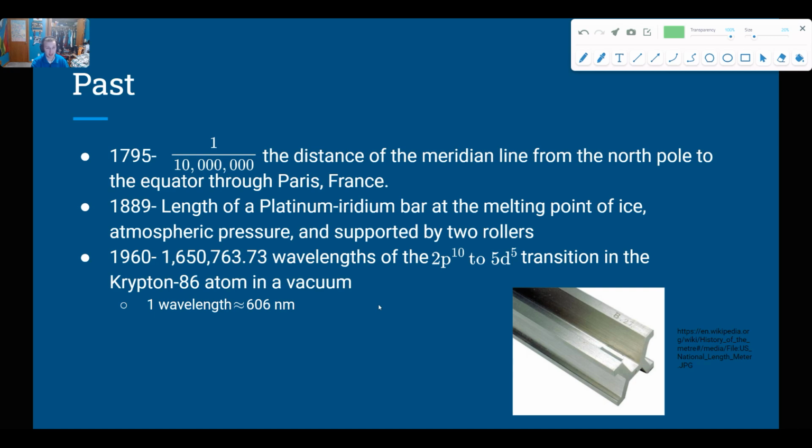So in the past, there have been a few different definitions of the meter over time. It used to be 1/10,000,000th the distance of the meridian line from the North Pole to the equator through Paris, France. France holds a lot of artifacts related to SI, and were instrumental in creating the SI system. So they've got a lot of influence. That's why they chose Paris, France. Paris, France is also pretty close to the 0 meridian line, which also helps.